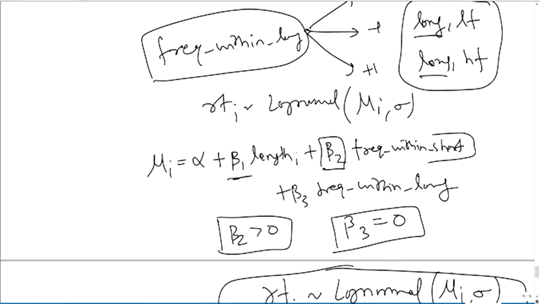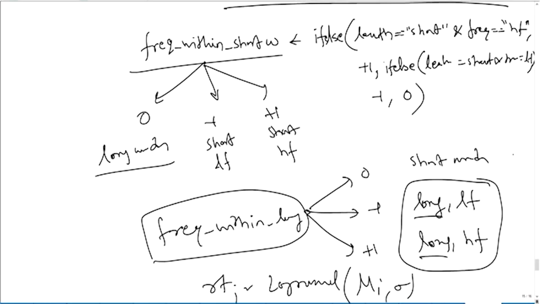So depending on whatever estimates you get for beta 2 and beta 3, you are directly testing those hypotheses. What is the frequency effect within long words and what is the frequency effect within short words? It is directly testing that hypothesis, but within a single model without subsetting the data, right? This is called nested contrast. The contrast we are setting up here is called nested contrast, right?